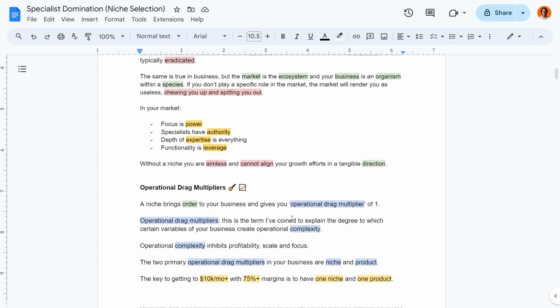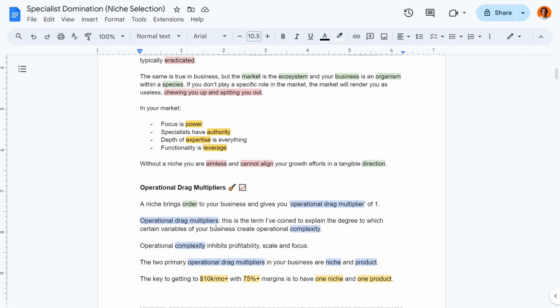Operational drag multiplier is a term that I have coined to explain the degree to which certain variables of your business create operational complexity. Basically, operational complexity is how complex or how difficult it is for you to serve a client, right? And operational complexity inhibits profitability, scale, and focus.